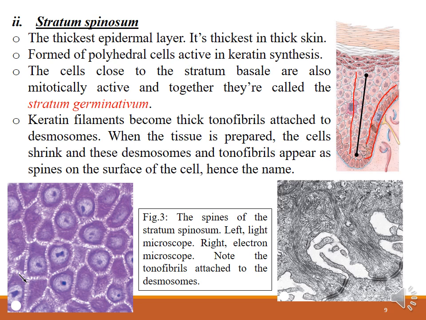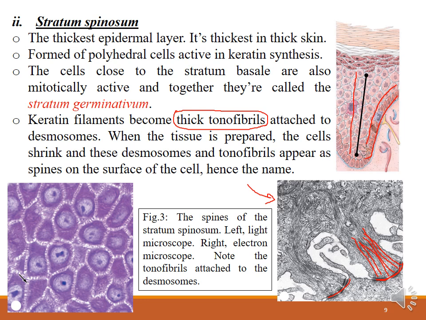Now, the keratin filaments in the cells of the stratum spinosum become thick tonofibrils. And these tonofibrils are attached to desmosomes. So if you look at the electron microscope image here, these are the desmosomes. And these thin black lines are the tonofibrils, the keratin tonofibrils. Notice how they are attached to the desmosomes, of course, from each side.